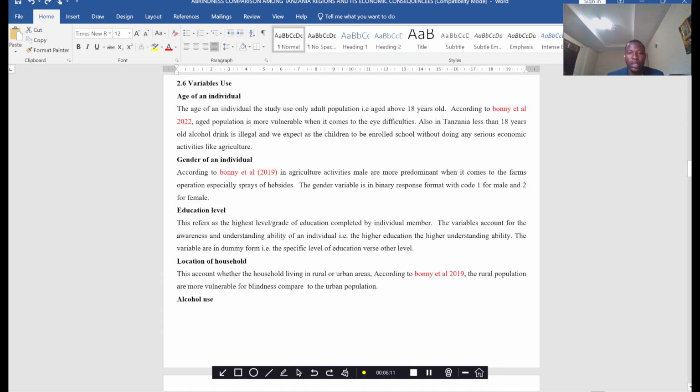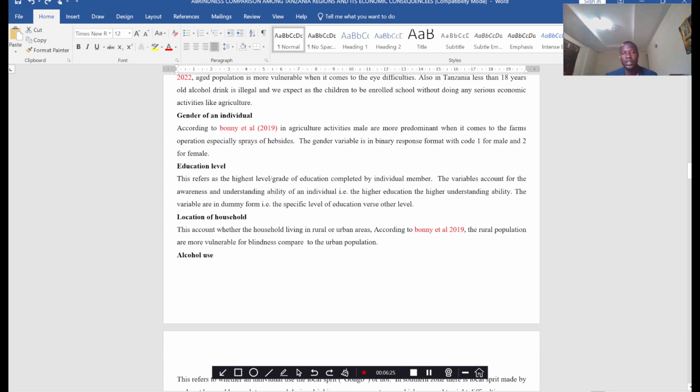This somehow accounts for blindness of the individual, as people in urban areas are more likely to access those services compared to people from rural areas.